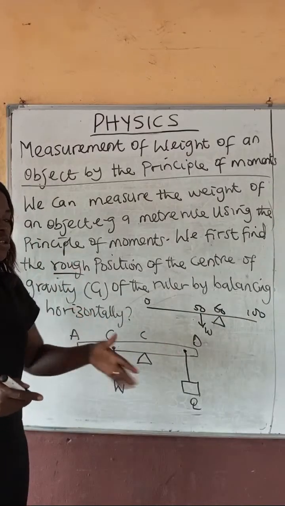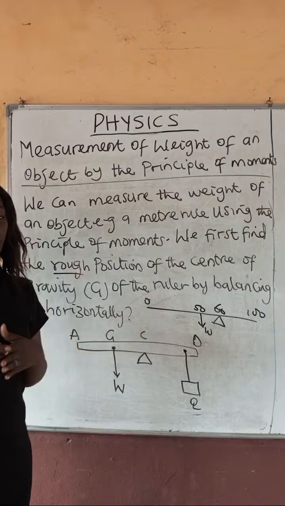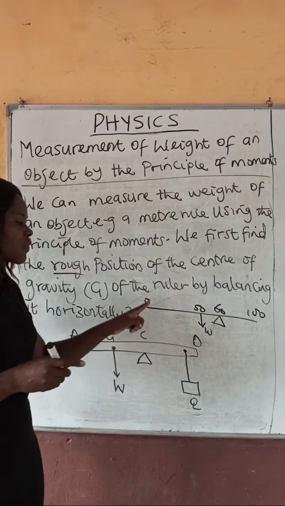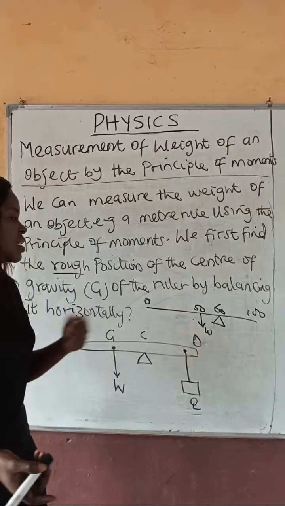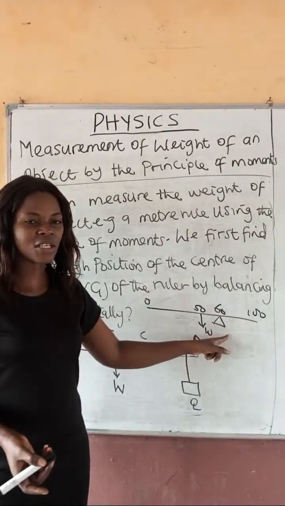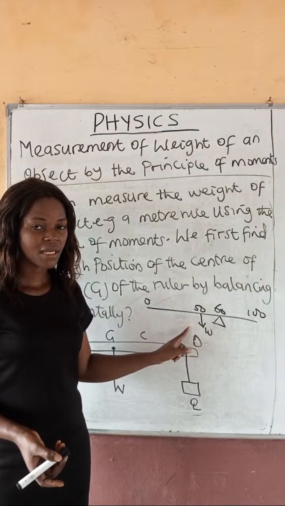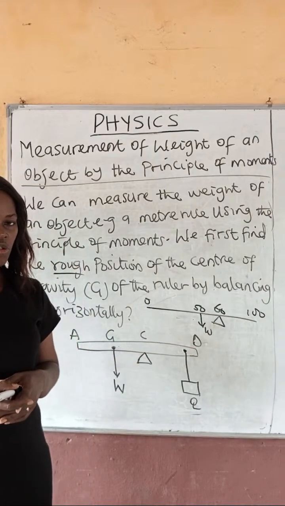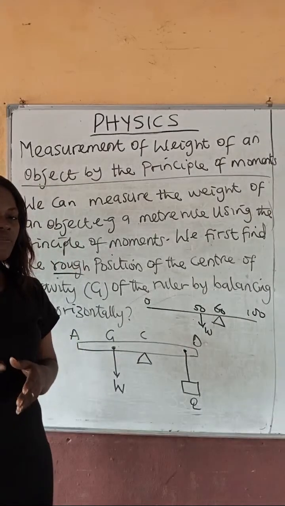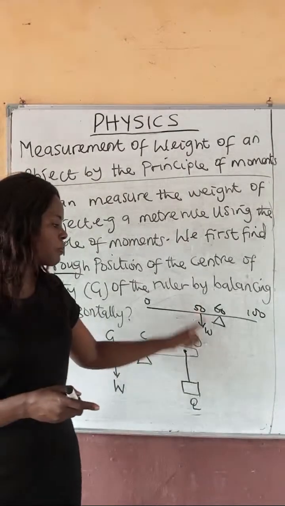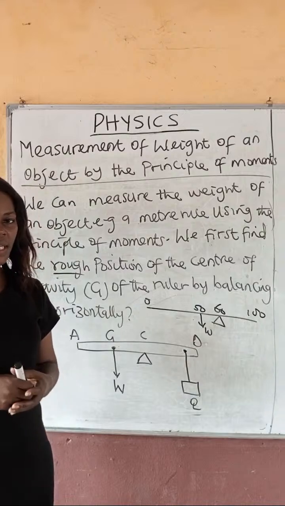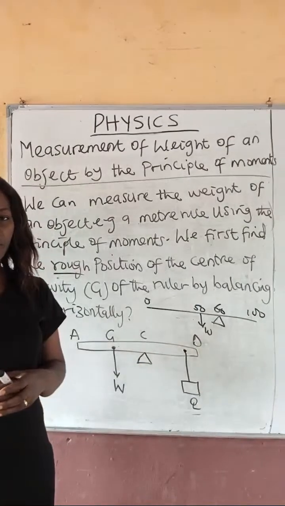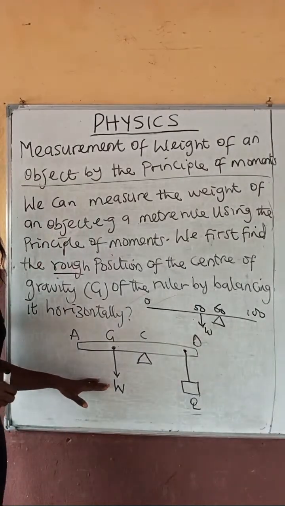We already know that the center of gravity of a meter rule is 50, because a meter rule is from 0 to 100. Now we are using a rough estimate. Instead of using 50, we are now using 60, or even less than 50, as the center of gravity. Do you understand? The purpose of that is that we want to place the weight of the meter rule at the rightful center, which is supposed to be 50.